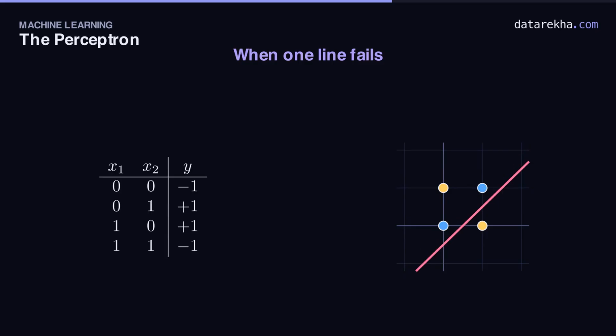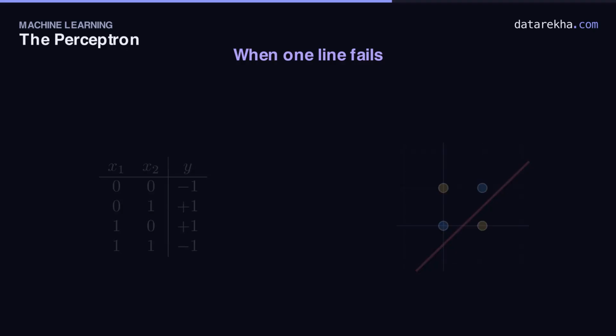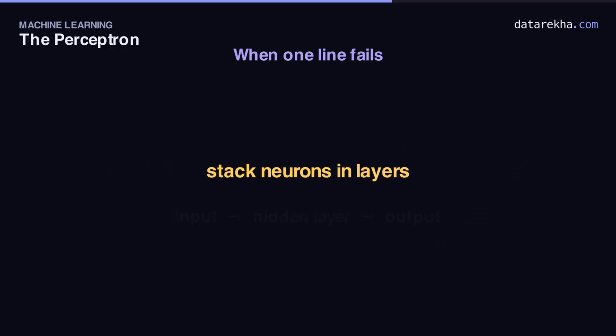Tilt it any way you like. Every single line leaves one point stranded on the wrong side. No line on this plane can ever do it. This was the wall that stalled the field for years.